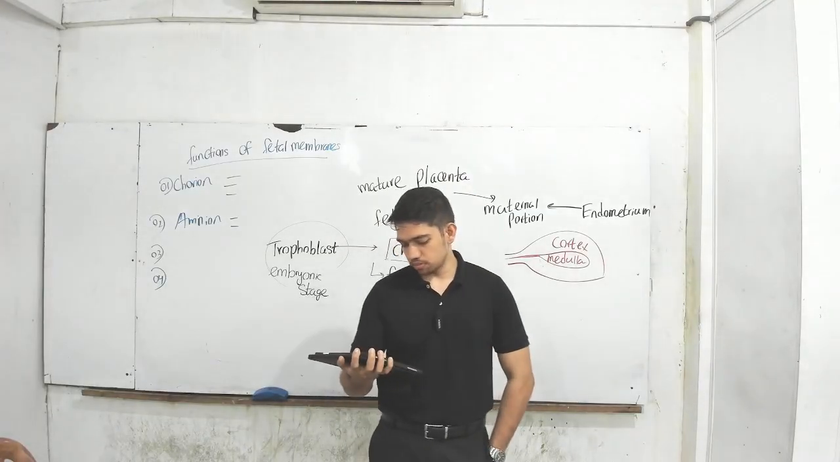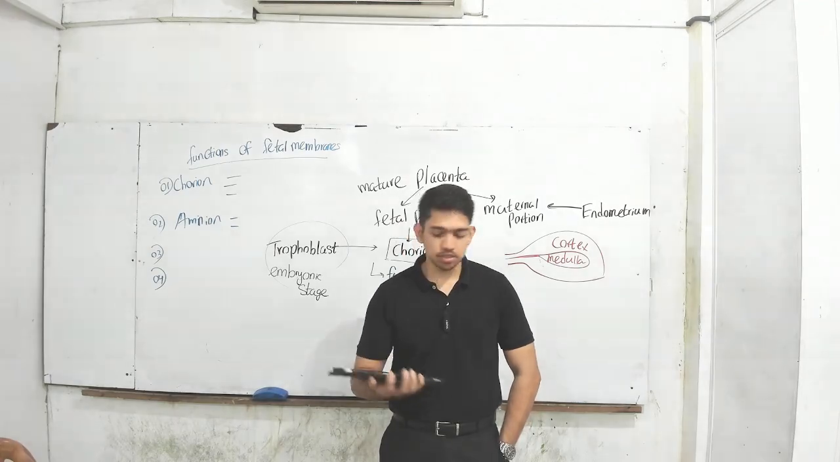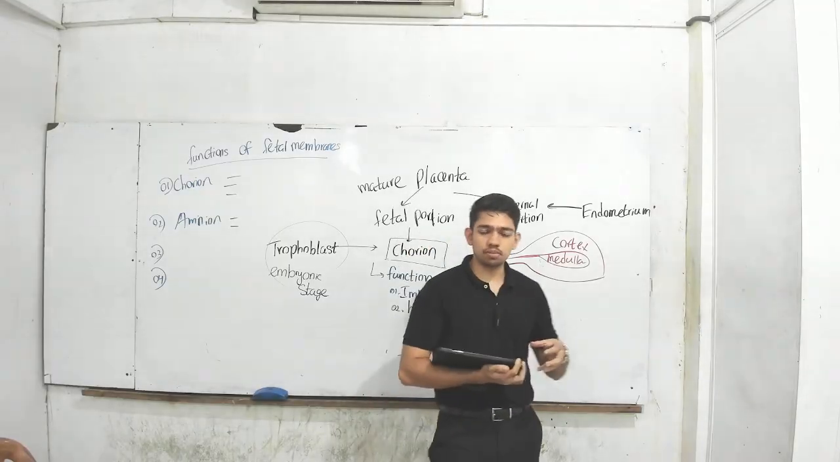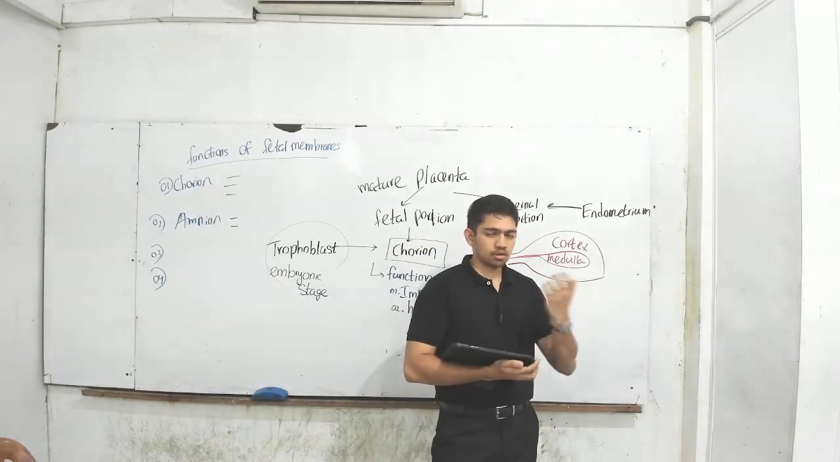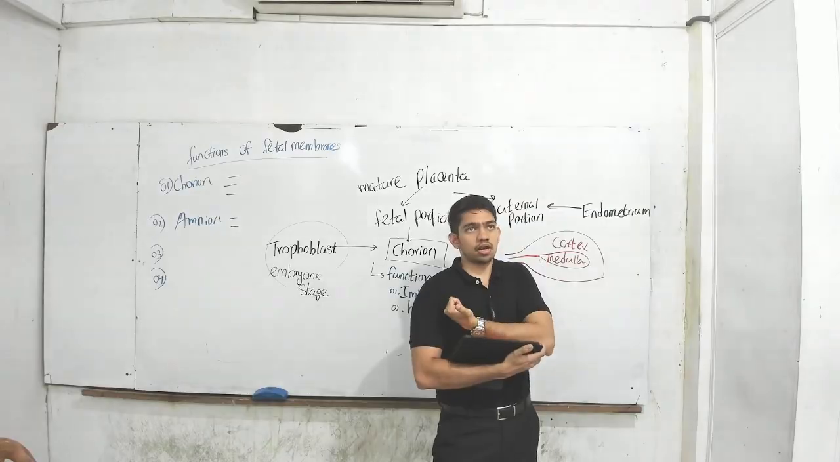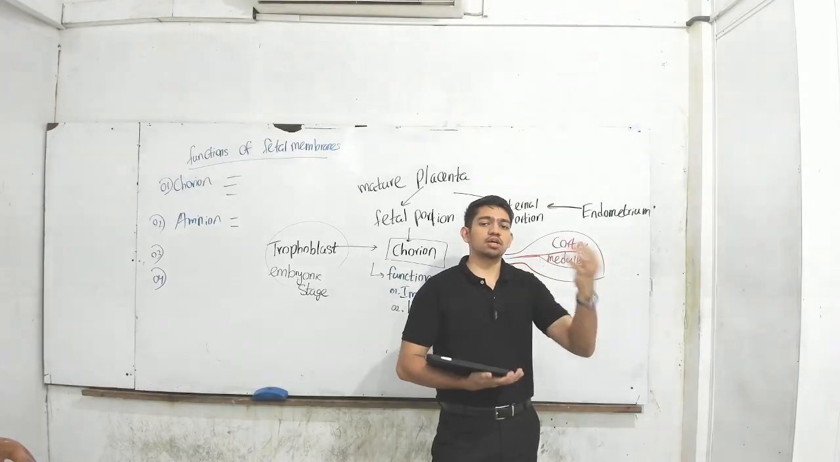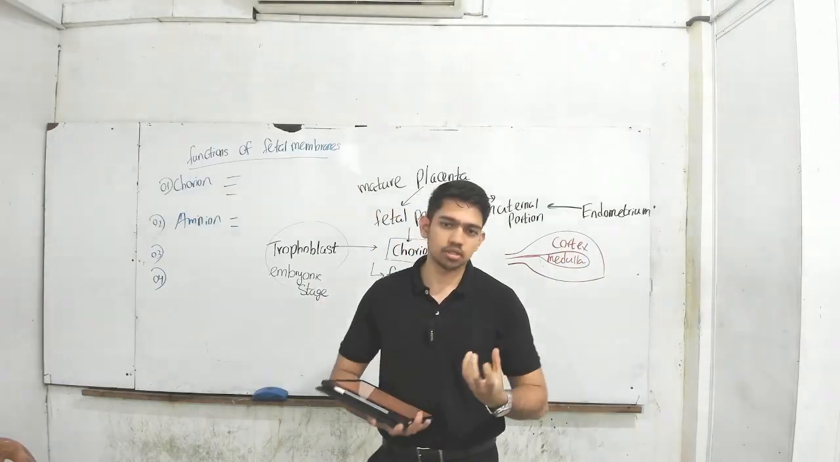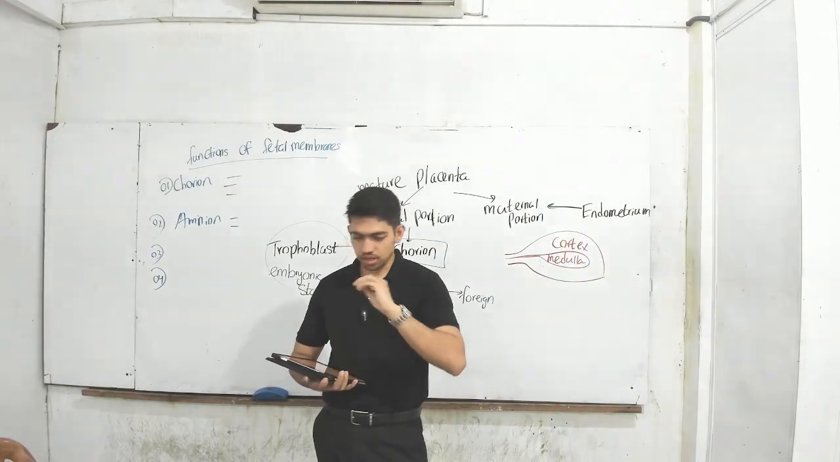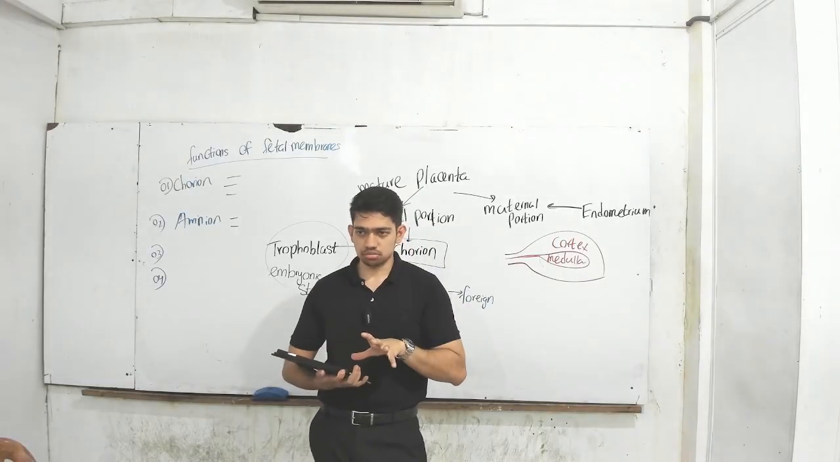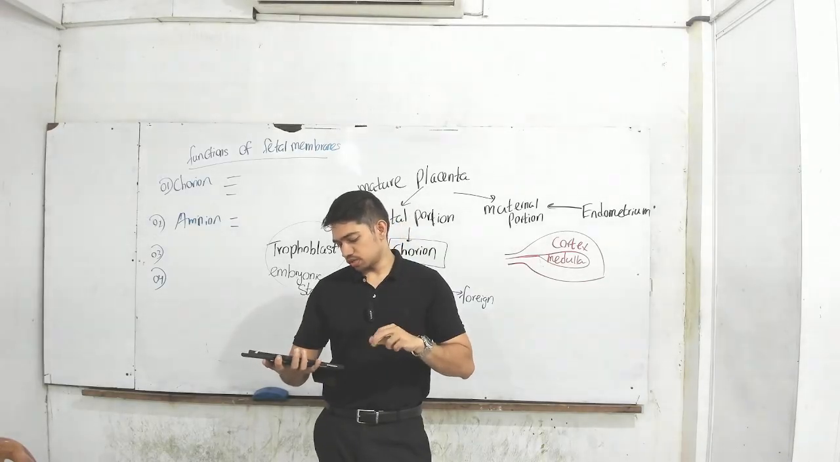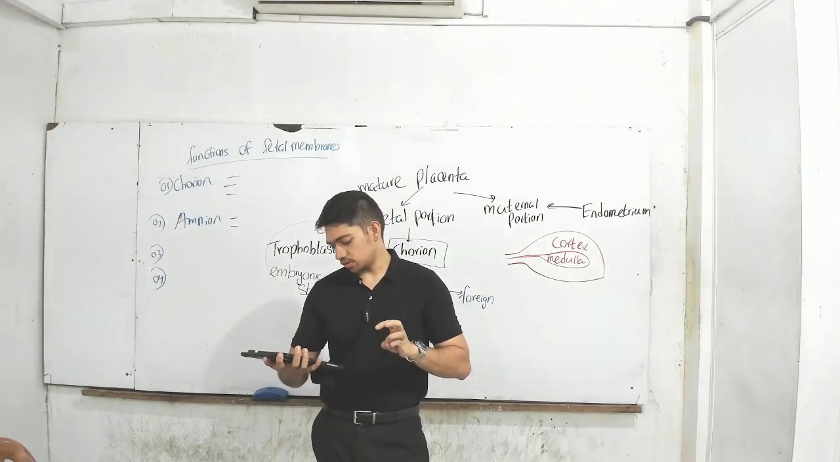The placenta contains both embryonic and maternal blood vessels. As I told you, it's like a place where the mother and the baby actually connect, right? Physiologically and anatomically, functionally and structurally, both at the placenta, the mother and baby are connected, right? That's the main place of connection, right? So the placenta contains both embryonic and maternal blood vessels.